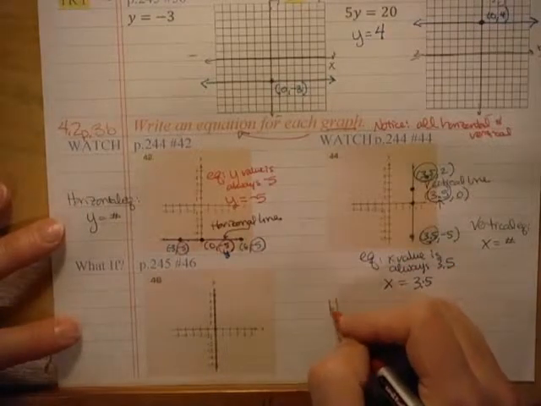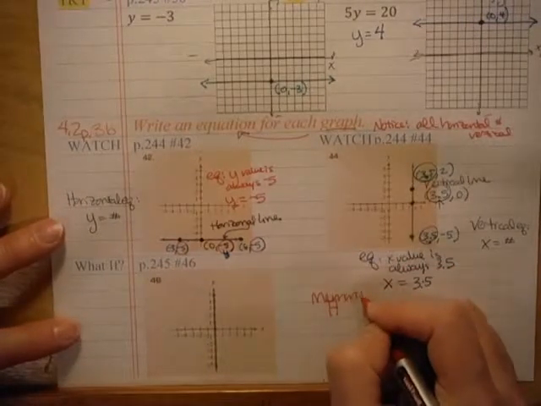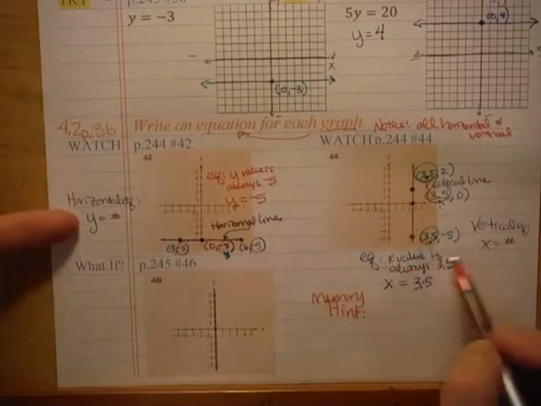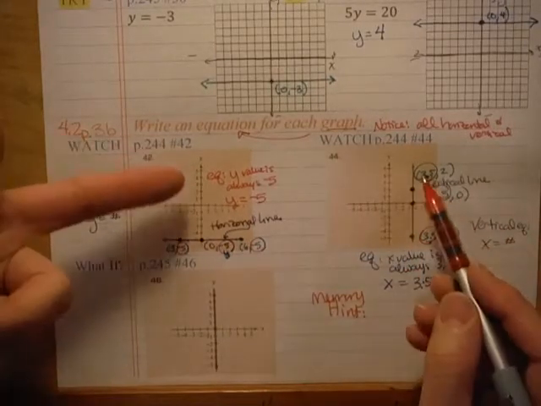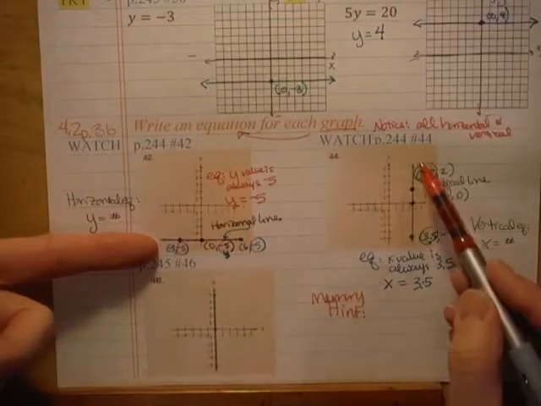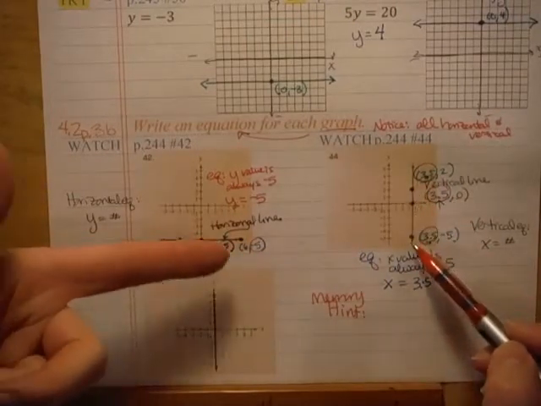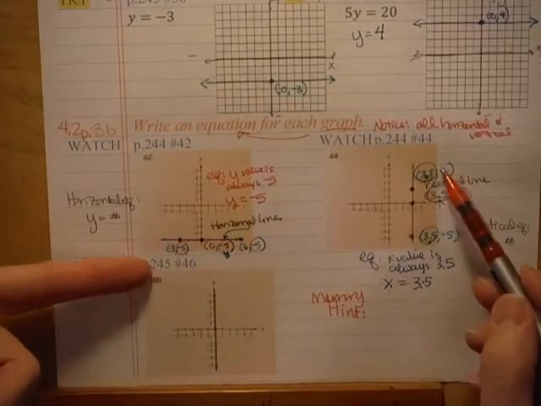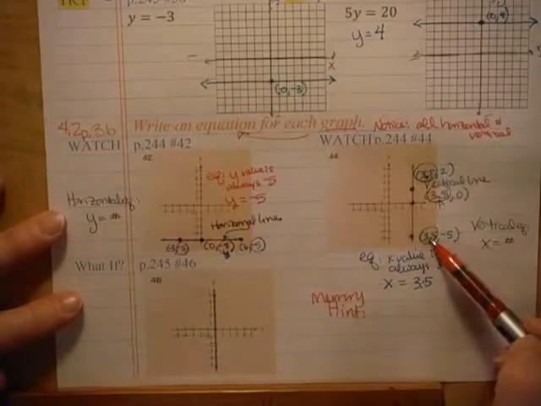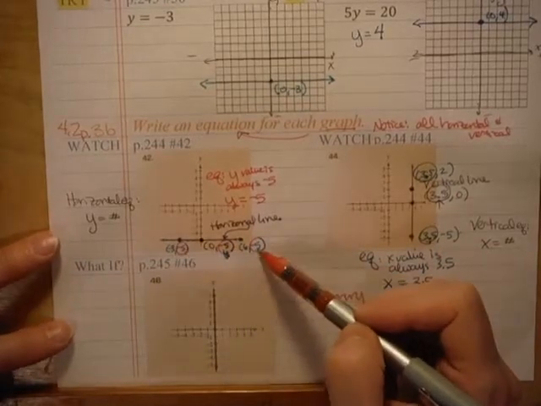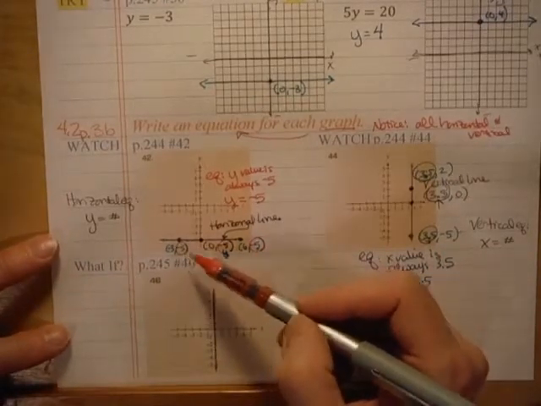And here's a memory hint. Use this if you want. Or strictly memorize horizontal y, vertical x. Or use what we just did. Convince yourself using specific number examples. Find points on the line, write out their coordinates, and notice what's the same every time on a vertical. It's the x value. What's the same every time on a horizontal line? It's the y value. Okay?